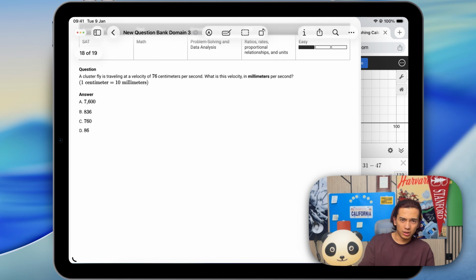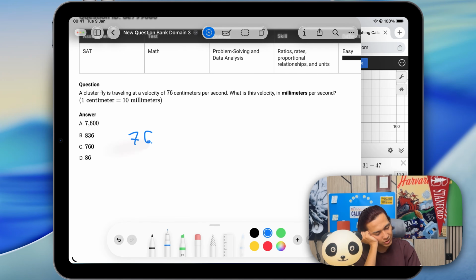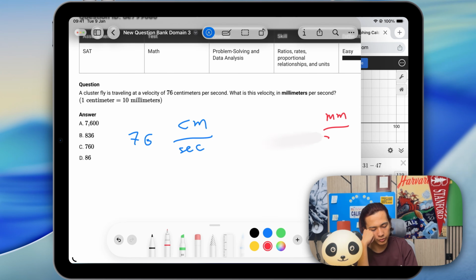Yeah. The last two questions we have. A cluster fly is traveling at a velocity of 76 centimeters per second. What is the velocity in millimeters per second? Okay, so velocity or speed, pretty much the same thing, almost the same thing. We have vector stuff. Okay, 76 centimeters per second there, and then you want to give the same value in terms of millimeters per second, right?